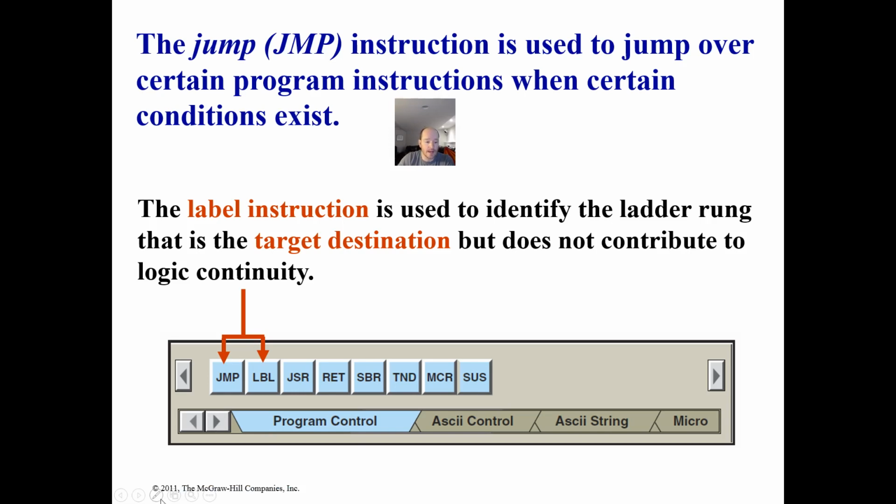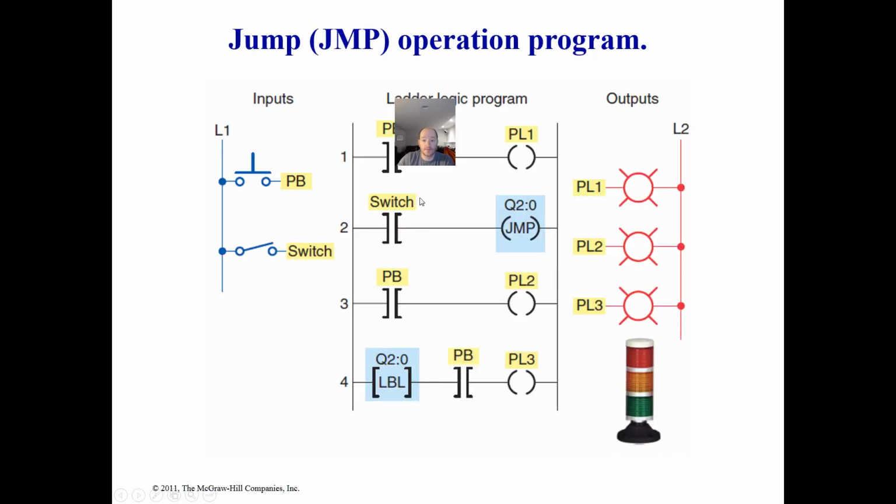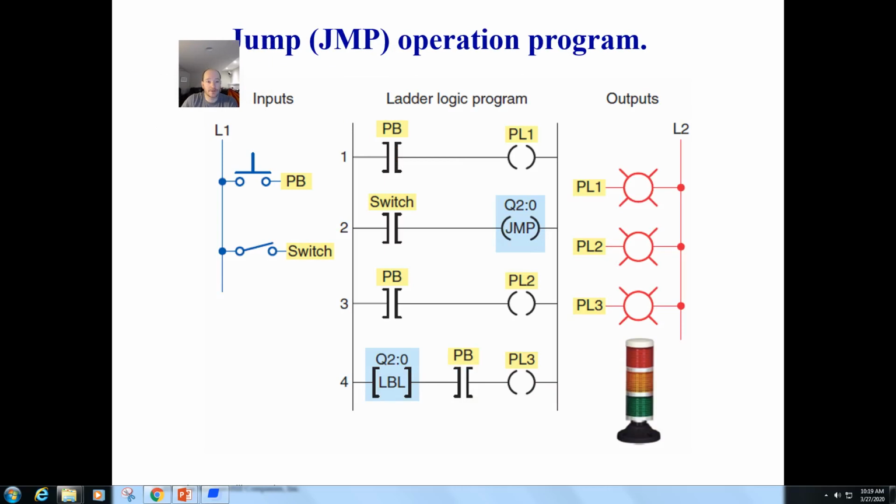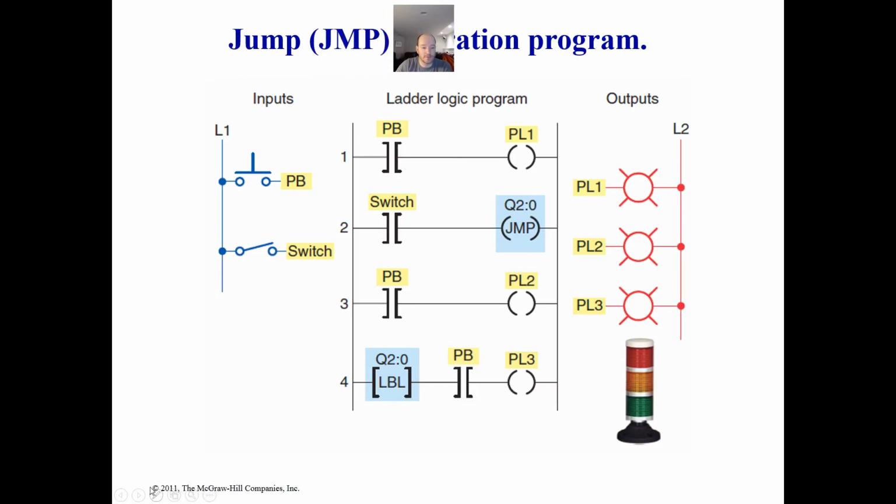Now, how it works, and there's a lot of little things here, the jump operation program that I want you to pay attention to. So, first, notice the address. This is a Q2 colon 0. This is typically assigned to the jump routine. Sometimes you have to write it in, sometimes you don't. It just kind of depends. And so this is how it would work.